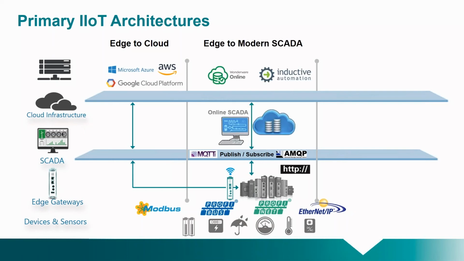The second architecture we see is a new trend of hosting SCADA solutions in the cloud, often using a software as a service business model. These edge to modern SCADA solutions speak today's RESTful web APIs and often use the same MQTT or AMQP protocols we are seeing in edge to cloud. Here, we at Moxa are working with industry leaders like Inductive Automation to make sure that you have edge gateways and connectivity solutions that enable existing devices and sensors to participate in these new IIoT applications.